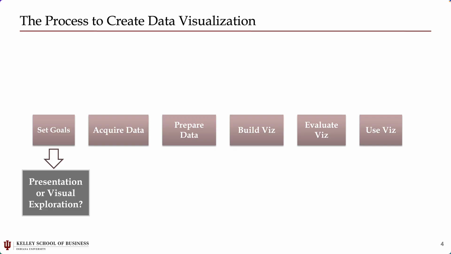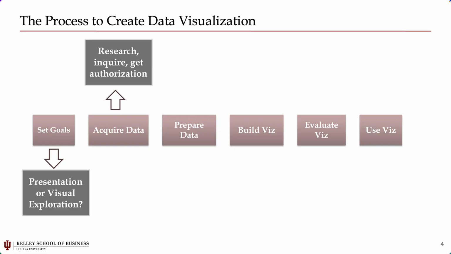It's like deciding whether you are building a billboard, which delivers a quick, impactful message, or a map, which is detailed and exploratory. Then step 2 is to acquire the data. This is not always as simple as opening a file. You might need to research, submit requests, or get authorization. Data doesn't just appear. It often requires effort to obtain legally and ethically.